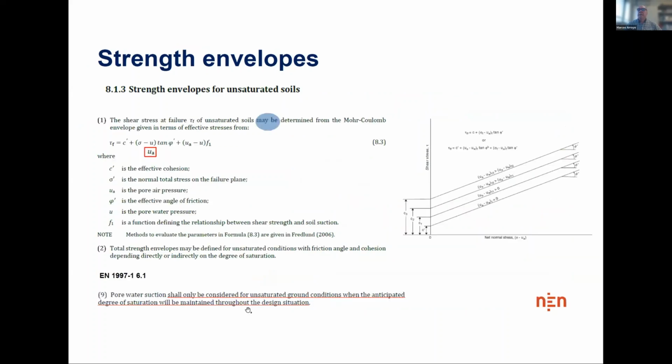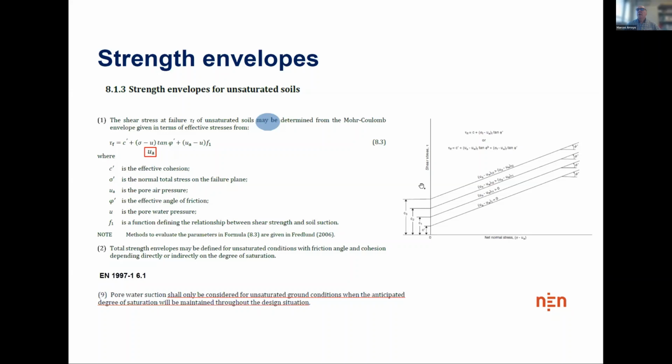The next envelope that is introduced in the code is, in my opinion, an important novelty. In the first generation, there was no consideration at all, or really very little, of unsaturated soils, of soils that are in an unsaturated condition. Now, the code proposes a classical strength envelope for unsaturated condition. There is a typo here because that should be the pore air pressure. I think that will be corrected.